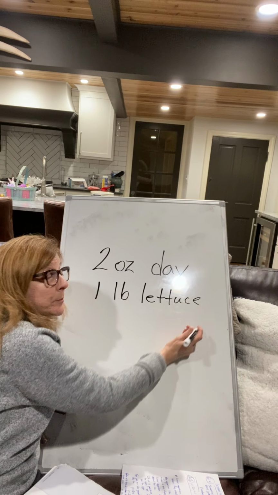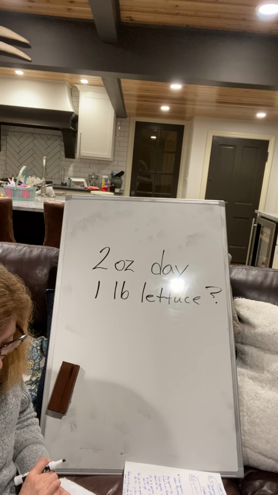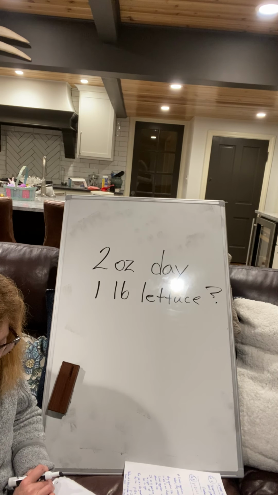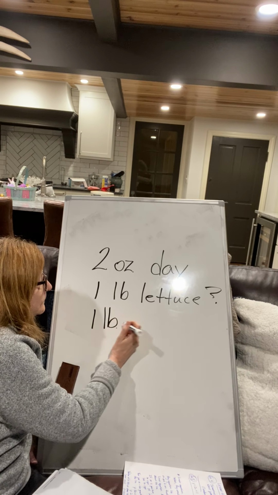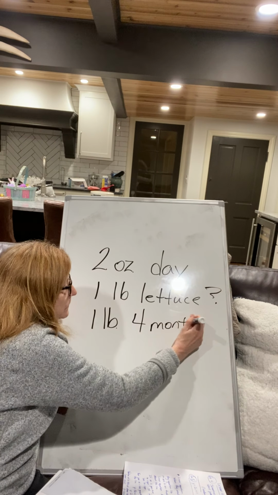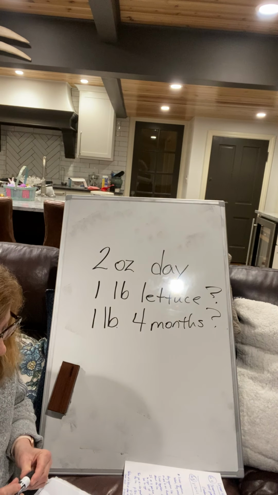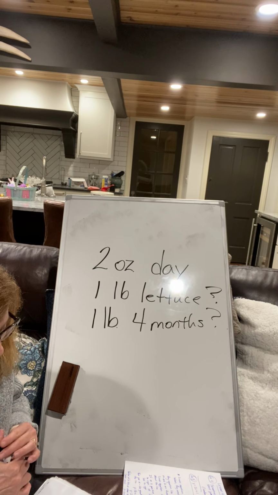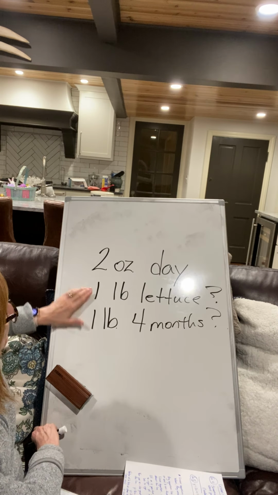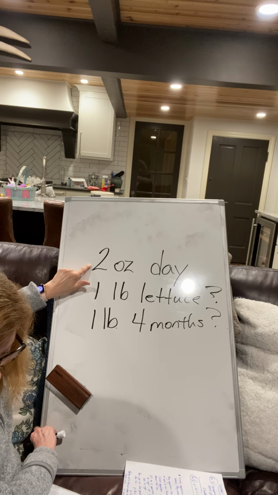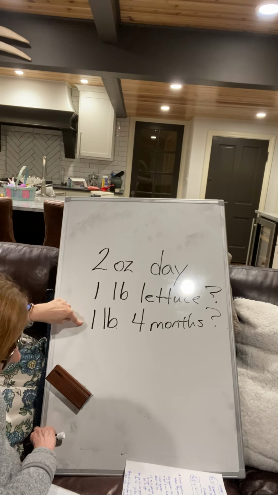Ooh, maybe Arish's little trick is going to help us on this problem. So what we don't know is how long it will take the rabbit to eat a pound of lettuce. How many pounds of lettuce does the rabbit eat in 4 months? Okay, so it's asking us a lot of questions here. All right, so let's start working through this problem. This is the information we have. It eats 2 ounces a day. It wants to know in how many days a rabbit eats a pound, and then how many pounds of lettuce the rabbit eats in 4 months.